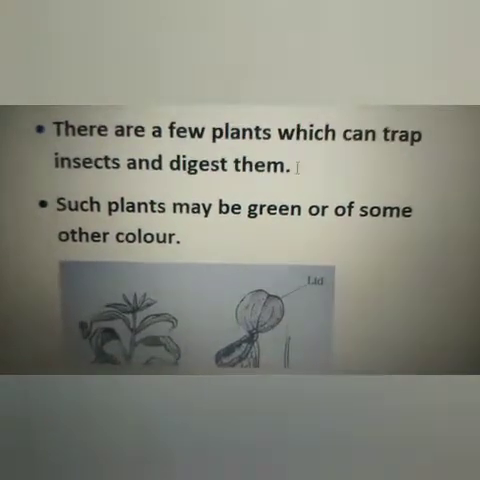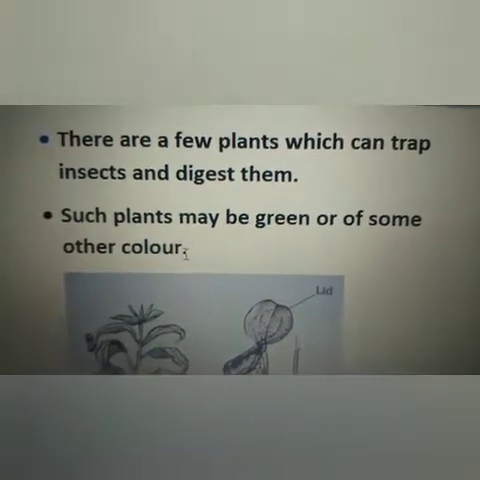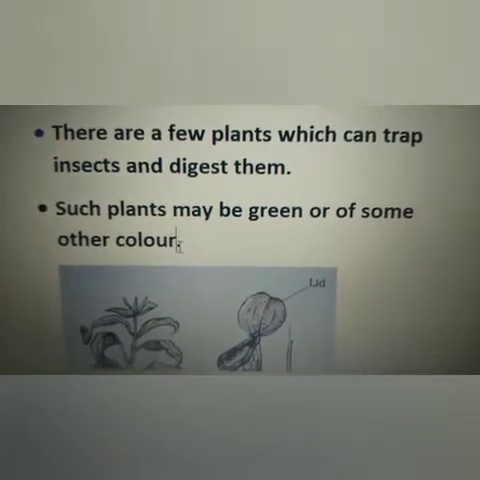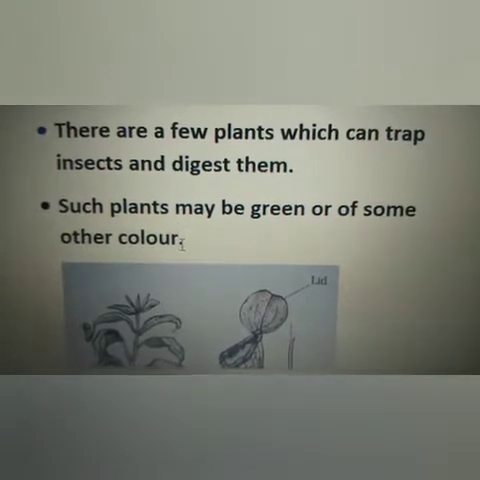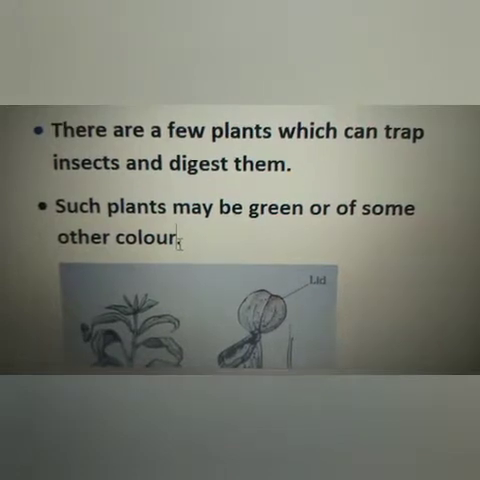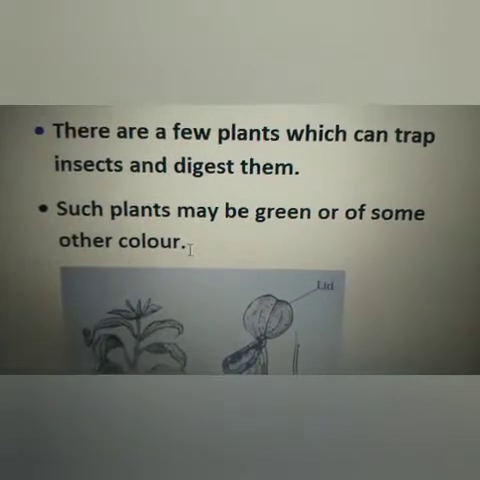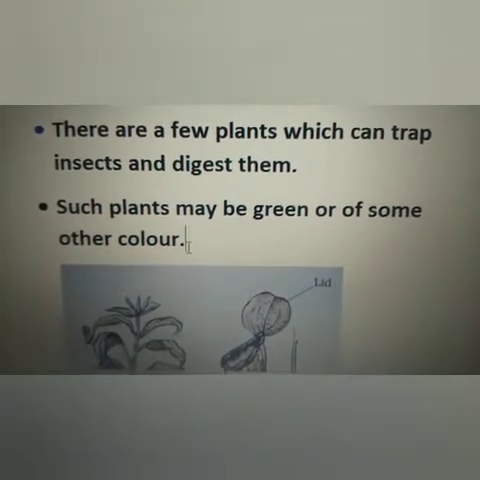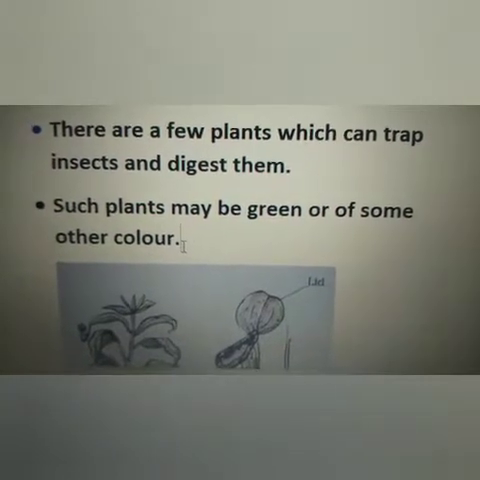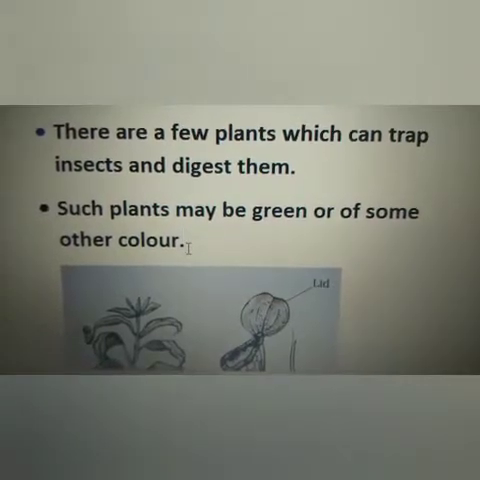Are we and other animals also kind of parasites? So the answer is yes. You should also know that mosquitoes, bedbugs, lice and leeches that suck our blood are also parasites. Now, have you seen or heard of plants that can eat animals? So, there are a few plants which can trap insects and digest them. Is it not amazing? Such plants may be green or of some other color.